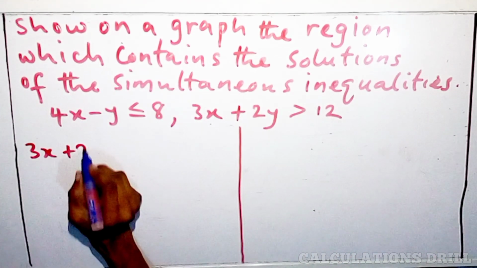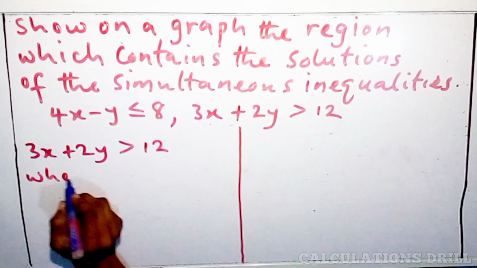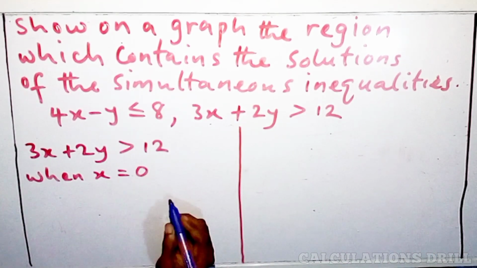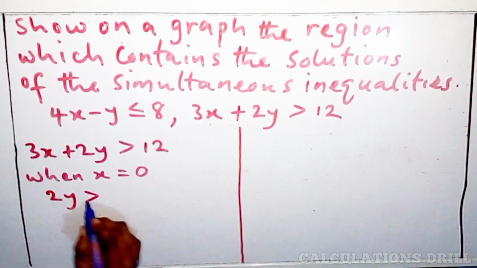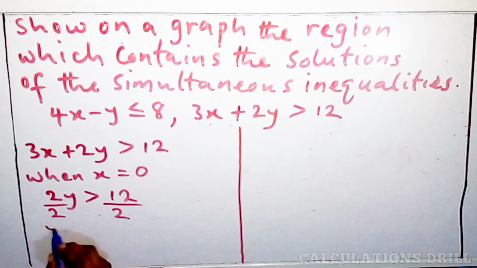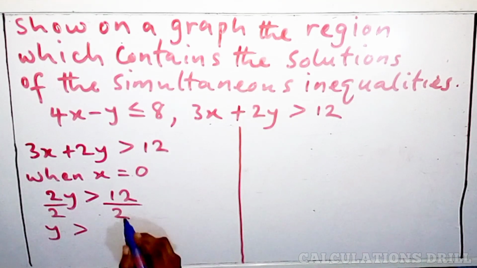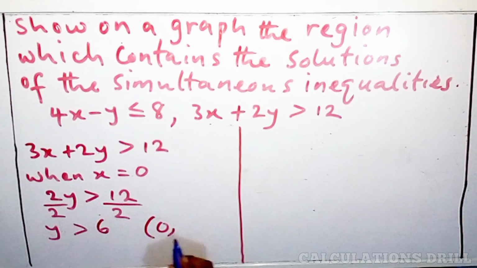So the next inequality is what we want to solve now: 3x plus 2y greater than 12. We'll do the same thing. When x is equal to 0, let's get the value of y. That is what you can see on the board. So y is equal to 6. Then you write your coordinates, 0 and 6.